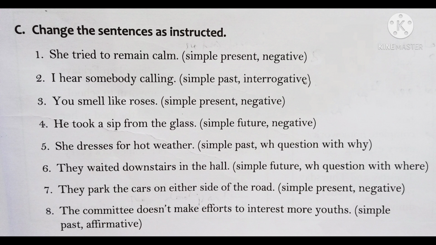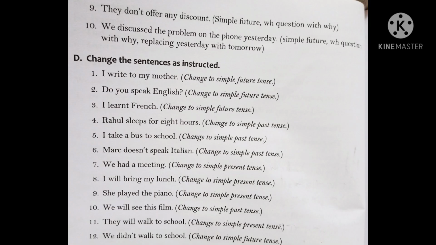Number 5, she dresses for hot weather. Change to simple past WH question with why. So why did she dress for hot weather? Now you have to do the rest of the questions on your own. Exercise D, page number 70. I write to my mother. You have to change the sentence as instructed. So this has to be changed to simple future tense. I will write to my mother.